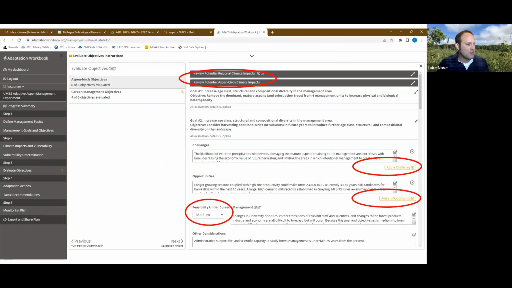All right, so here's what the screen looks like. I have pulled up the Adaptive Aspen Management Experiment. That was my first taste of the adaptation workbook process about 5 years ago. This was a project that Stephen Handler helped us put together at the U of M BioStation. A couple of our participants on this training, Adam Schubel and Jason Talent, have been involved in this project.